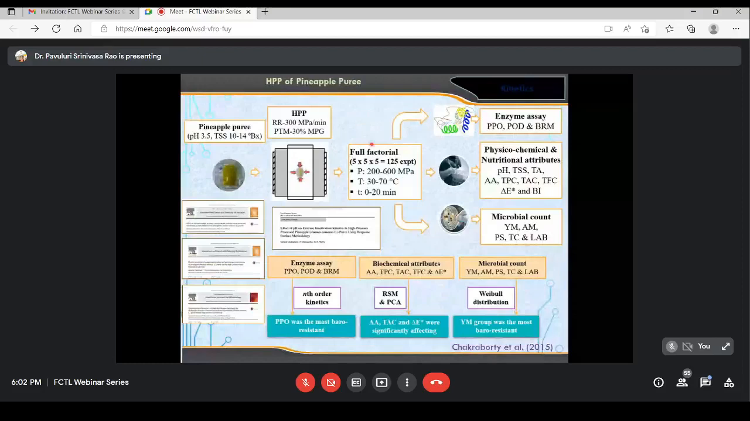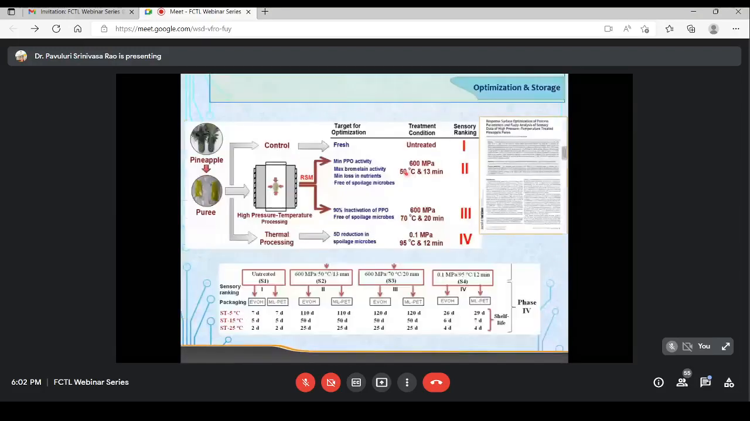Moving forward, we have high pressure processing of pineapple puree, which has been studied in depth for various aspects, where we could find 600 megapascal with a combination of 50 degrees centigrade for 30 minutes or 70 degrees centigrade for 20 minutes. These combinations are possible. If you are not bothered about the microbial count, probably this is good enough. If you are looking for quality, this is the best combination. If you are looking for microbial stability and enzyme stability, this combination is the best one.